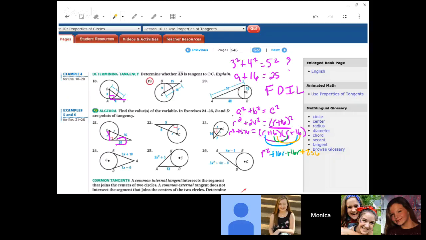Now we'll bring all of this other stuff down, okay? Bring this stuff down. So it'll be r squared plus 576 equals all of this, okay? And you're just going to combine like terms and solve for r. Are you good?